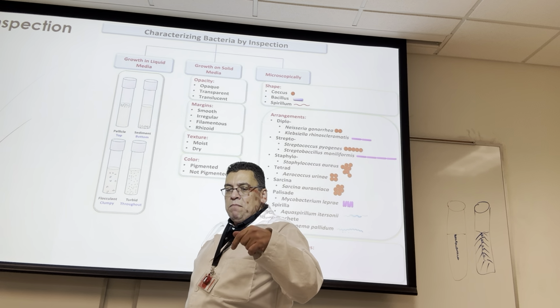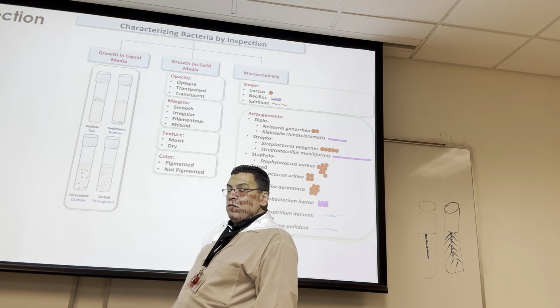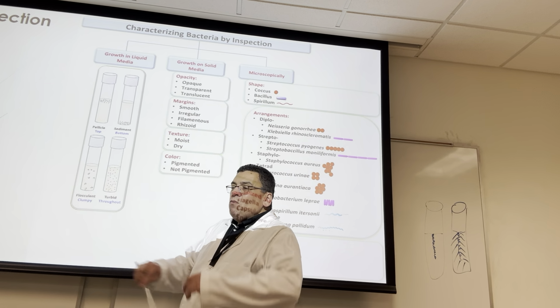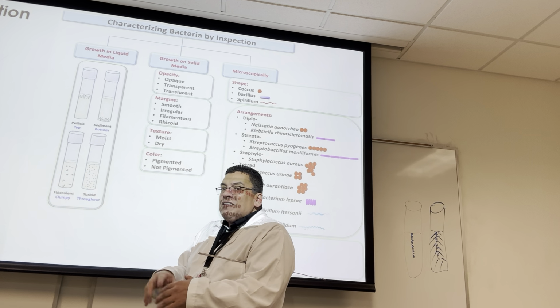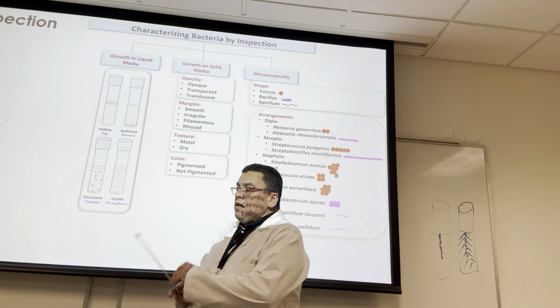Some of them may grow like this. They only grow on top. They're actually on the top of the medium. They're not swimming like this one is. We call this one turbid. We call this one pellicle. So what are we calling? We're not calling the bacteria that, we're calling the type of growth. In broth media, liquid media, you can have different kinds of growth. One of them, where it sits on the top, is referred to as pellicle. The other one, where it goes all the way through, is called turbid or cloudy.